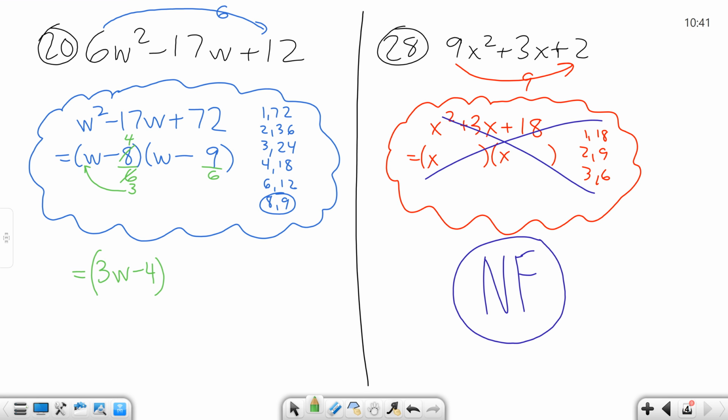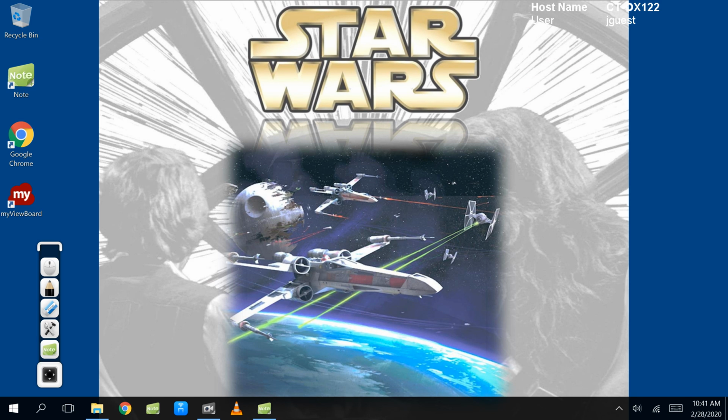And then here, what goes into both 9 and 6? A 3. 3 goes into 9 3 times and 6 twice. This 2 goes in front of the W, but inside the parentheses. So that parenthesis becomes 2W minus 3. And again, you could FOIL this out and check to see that you get your original problem. We get a 6W squared, we get a minus 9 and a minus 8W, that's minus 17W, and then plus 12. It works out. So that is the remainder of the lesson for 6.3.